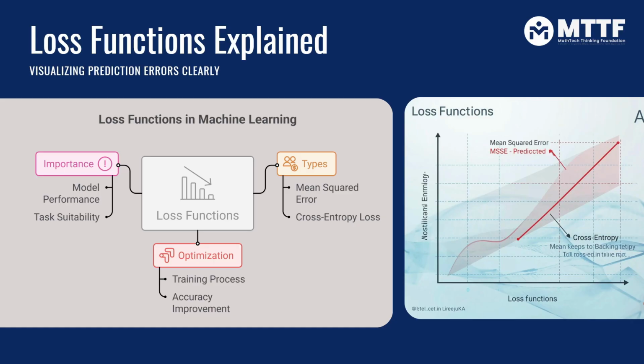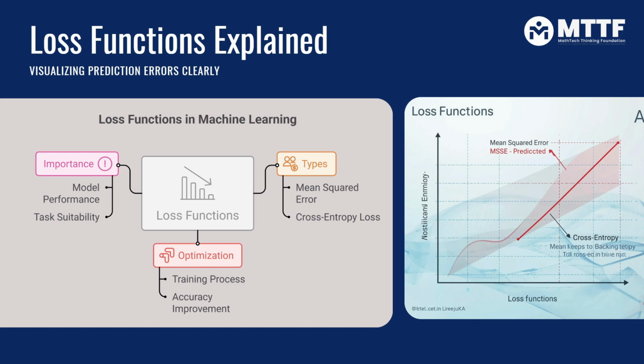The importance of the loss function lies in two key areas. First, model performance, and second, task stability. The right loss function ensures that the model focuses on what truly matters for a given problem. Loss functions guide automation during the training process. They provide the signal that gradient descent uses to adjust parameters and improve accuracy step by step.